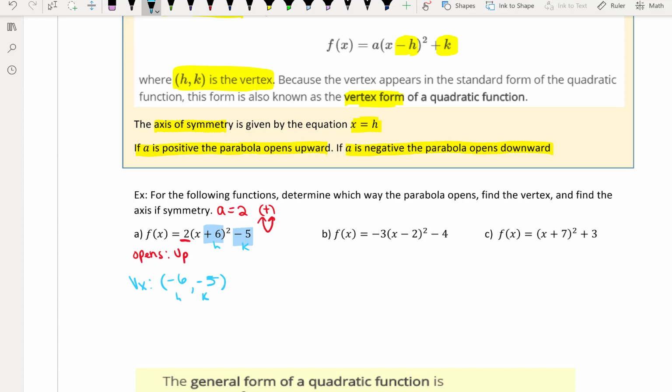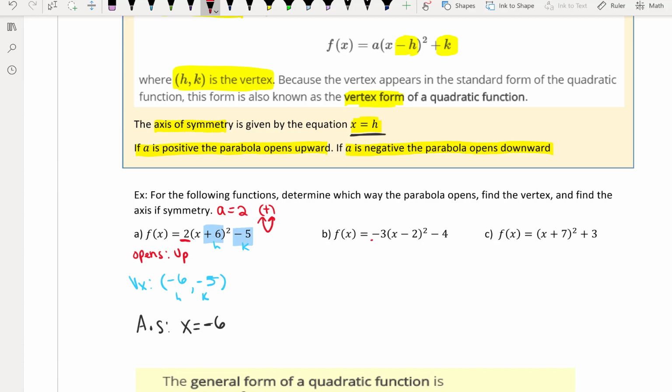Then, of course, that tells us that the axis of symmetry is going to be x equals -6, because that's what the h value is. The axis of symmetry is always x equals that h value. And if you're like, wow, I didn't understand that, that's okay, we have a couple more.